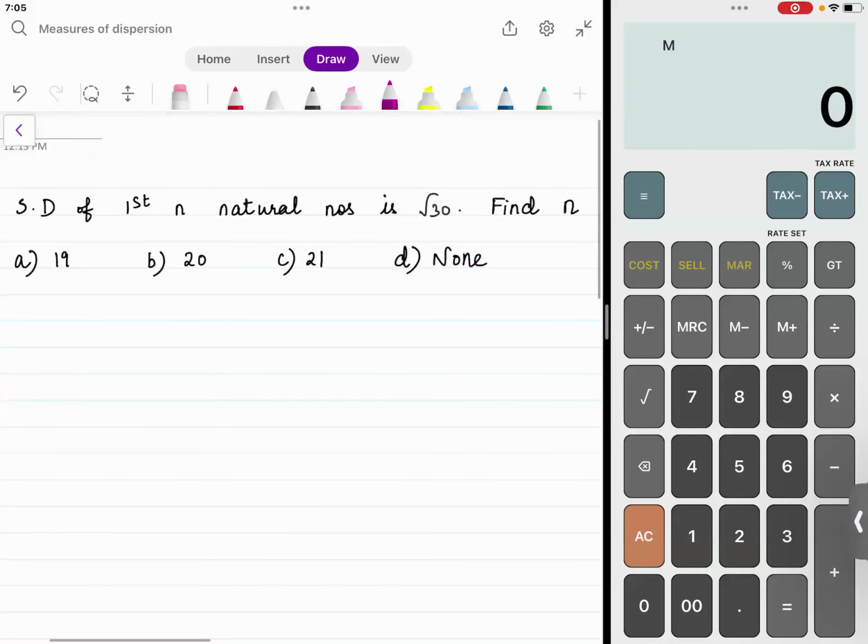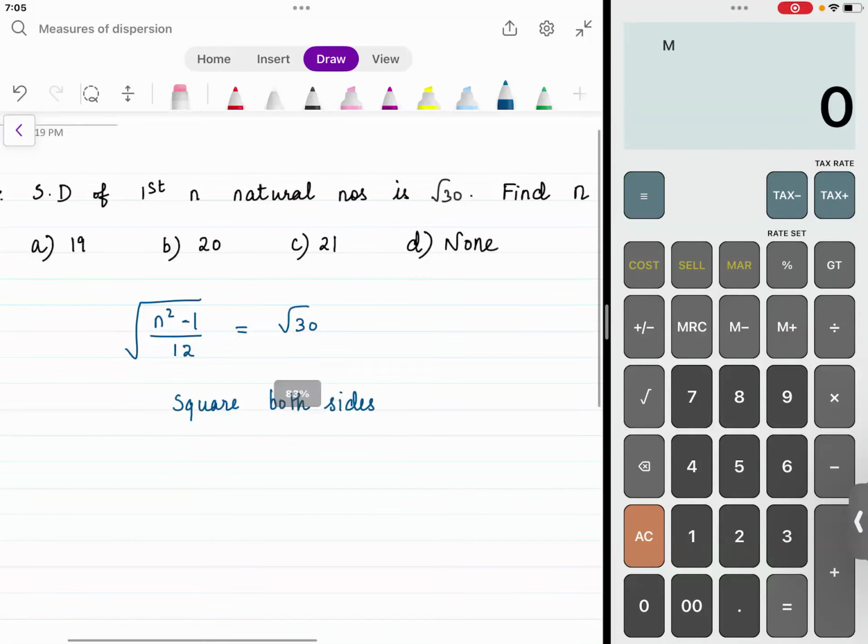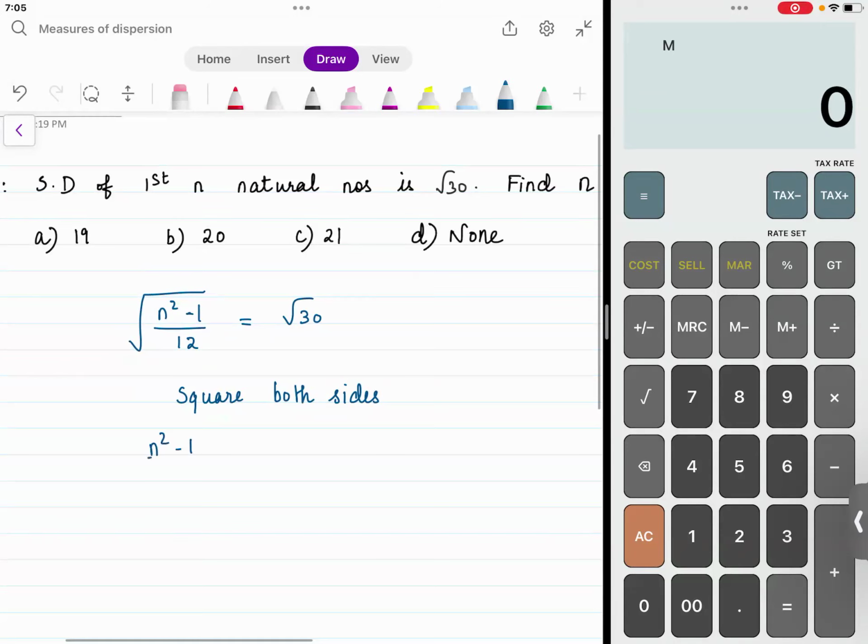In the next question, the standard deviation of first n natural numbers is given as root 30. We are asked to find n. So what is the formula for standard deviation of first n natural numbers? It is equal to root of (n square minus 1) by 12. So that is equal to root 30 here. In order to solve it, let's square both sides. If we square both sides, what we'll get? (n square minus 1) by 12 is equal to 30.